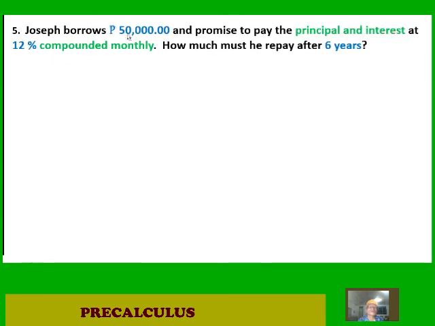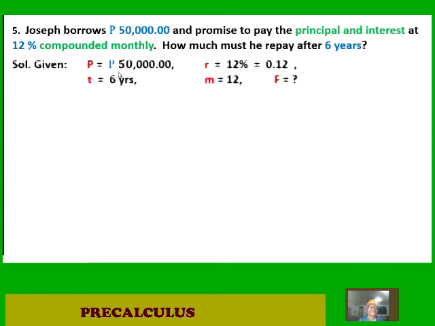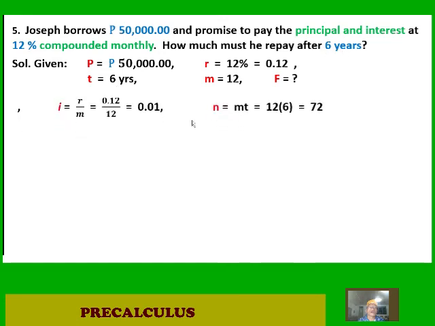Next, Joseph borrows 50,000 pesos and promised to pay the principal and interest at 12% compounded monthly. How much must he repay after 6 years? So 50,000 is being borrowed, so that is the principal. Principal plus interest, that is asking for the future or maturity value. 12% is the nominal rate, 0.12 in decimal. Compounded monthly, M is 12. Time is 6 years. Okay, we have to solve for I and N.